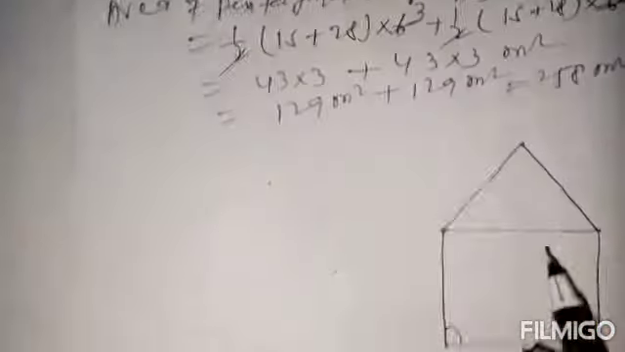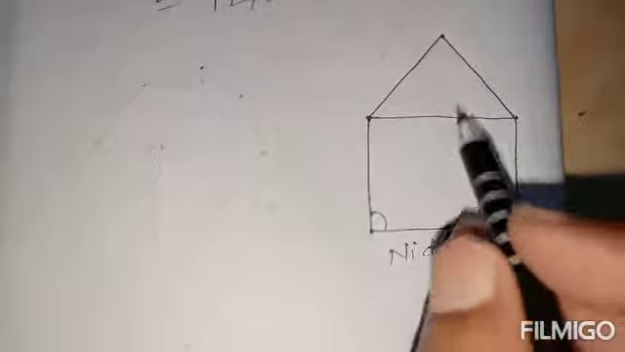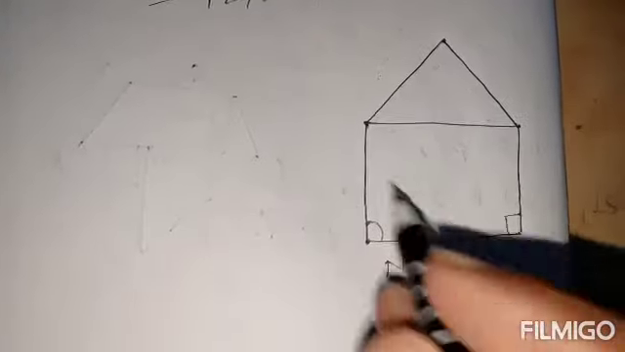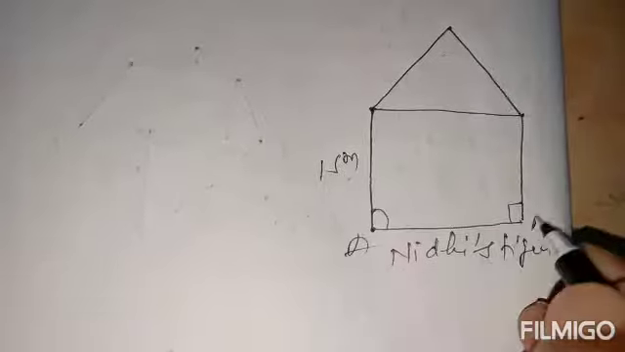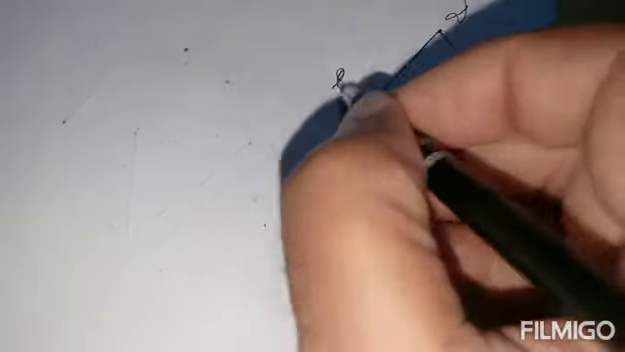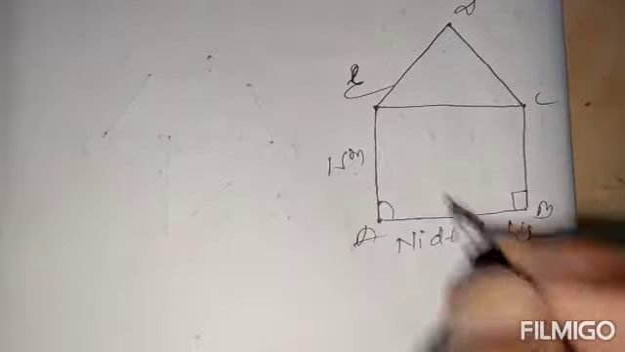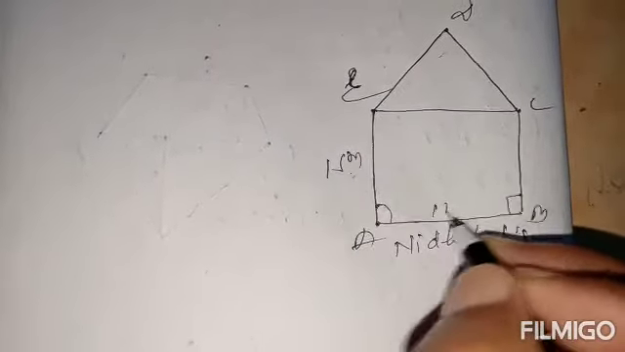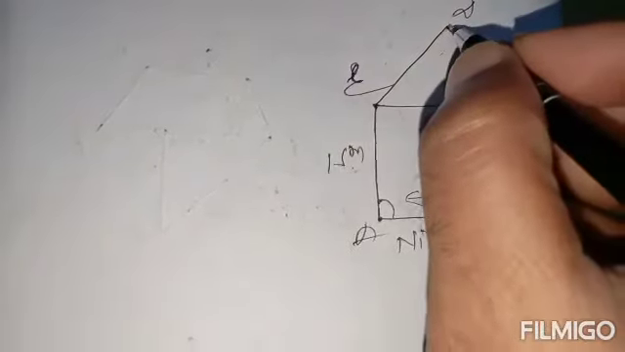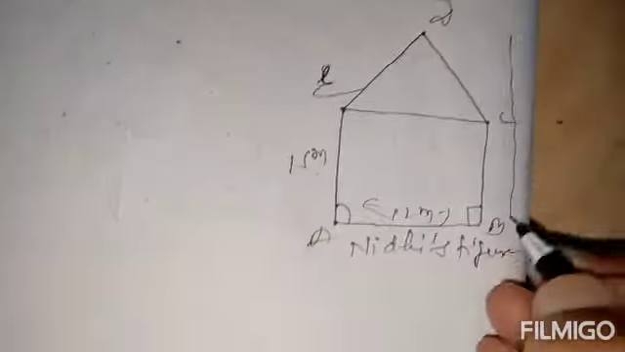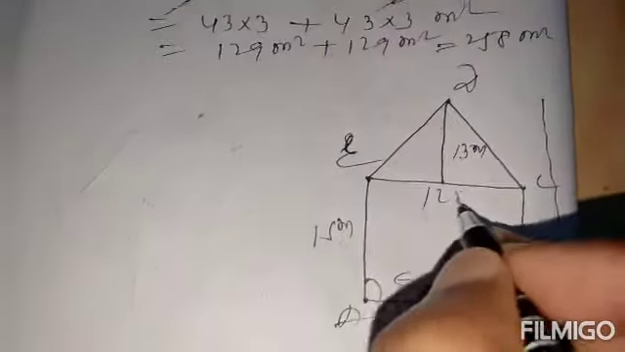Now Nidhi divided this pentagonal shape into two parts. One part is a triangle, second part is a rectangle. So if ABCDE is a pentagon, ABCD is a rectangular shape, and ECD is a triangular shape, and the base is given 12 meter. Now total height is given 28 meter, and this one is 15 meter. So obviously height for the triangle is 13 meter, and base is 12 meter.